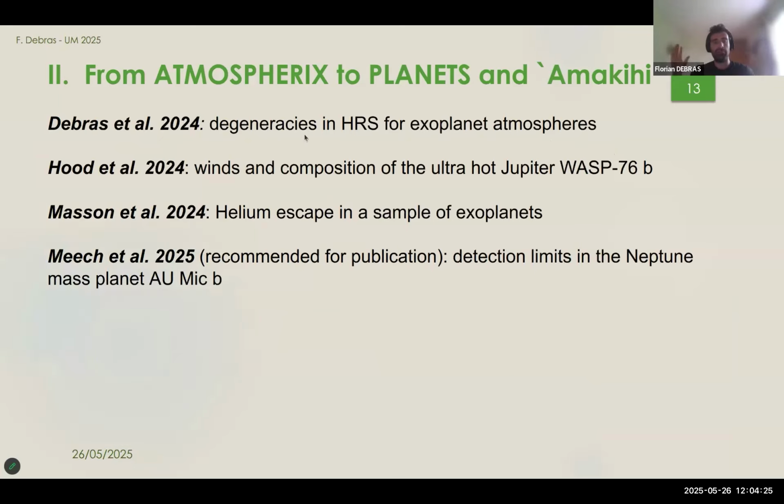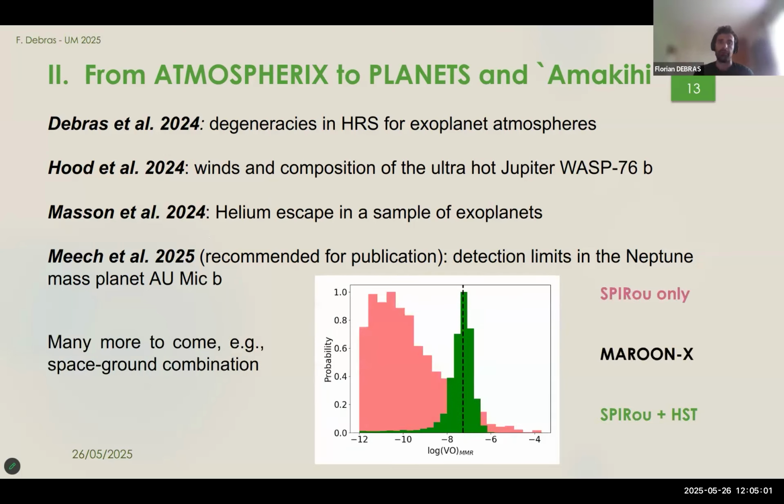Then we went in depth into the study of exoplanet atmospheres. We have studied the degeneracies that are inherent to the method. And then we have focused on 2 different planets, WASP-76b, with a paper on CFHT data, where she studied the wind and the composition of the planet. And we have put constraints on the atmosphere of the Helium-rich planet, with a paper that is soon to be published. And Adrien Masson has performed a large study of the escape of the atmosphere of a sample of very hot planets and shown that you can detect the escape in a sample of them. So of course, this is not the end. There are many more papers to come.